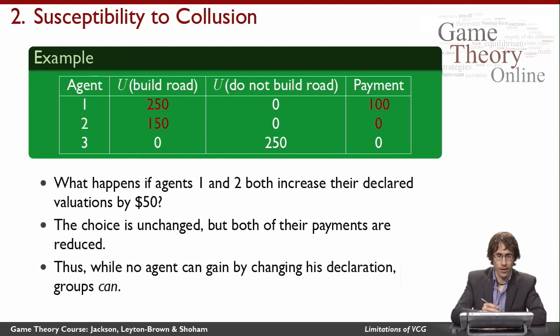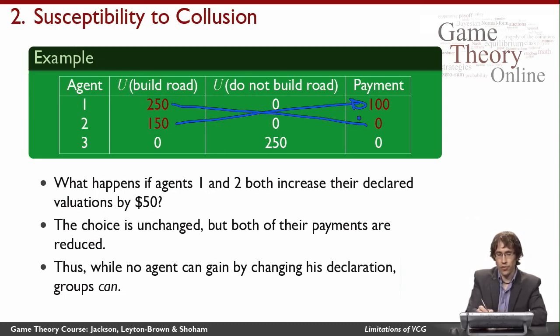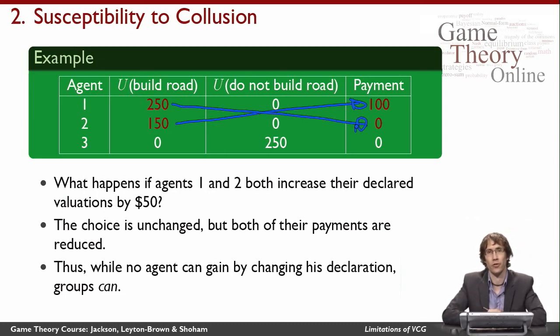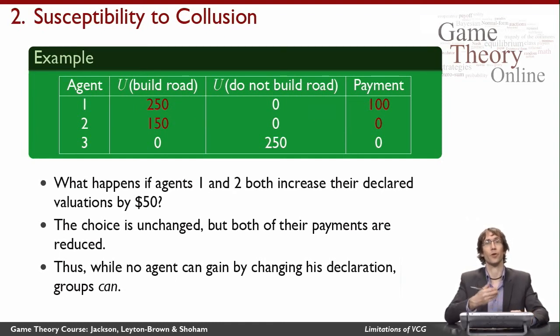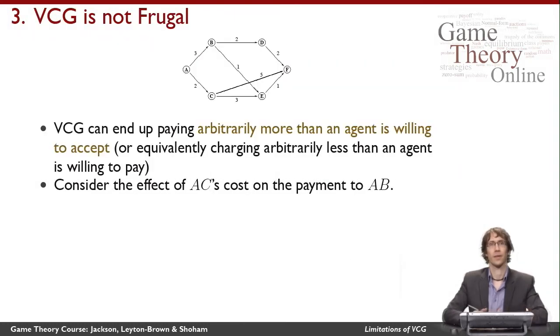How does that happen? Well, it turns out that agent 2's change of declaration reduces the payment for agent 1, and agent 1's change of declaration reduces the payment for agent 2. So if they can collude together, they can both reduce their payments. This doesn't violate our claim that they have individual dominant strategies, but it is a problem for VCG. So we have to be sure that we don't use VCG in situations where it's easy for agents to collude.